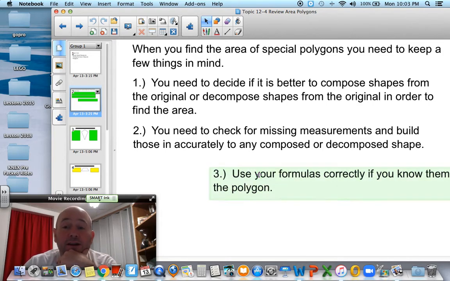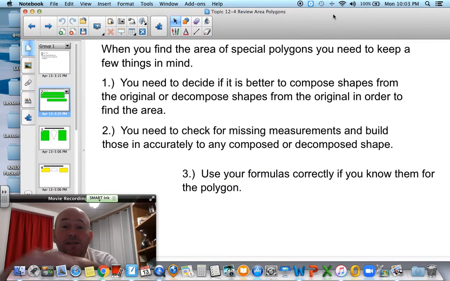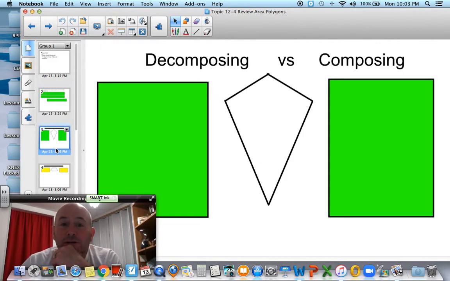And then the third thing is use your formulas correctly if you know them for the polygon you're working on. So if you know the formula for finding the area of a trapezoid, by all means, don't bother decomposing or composing it. Just go right ahead and figure out the area, okay? So anyways, a little refresher here on what it means to compose or decompose a shape.